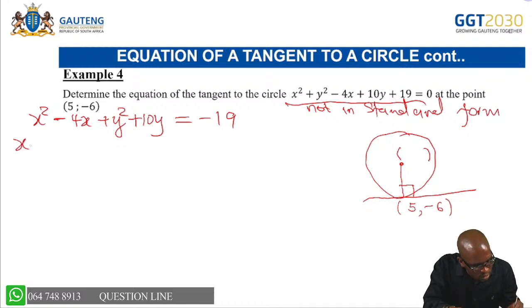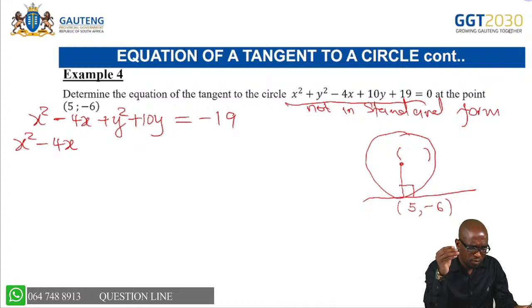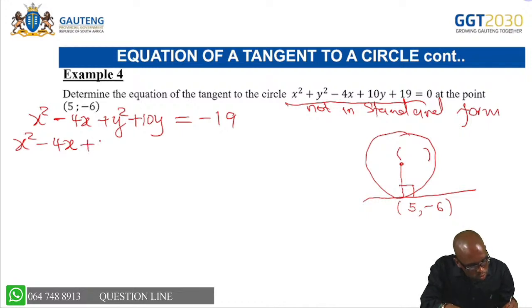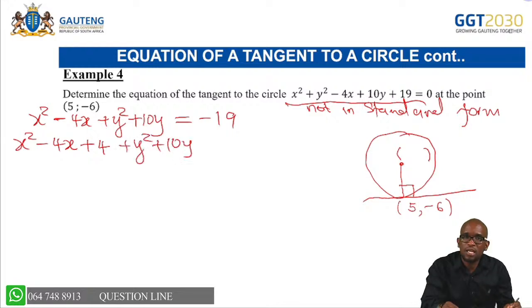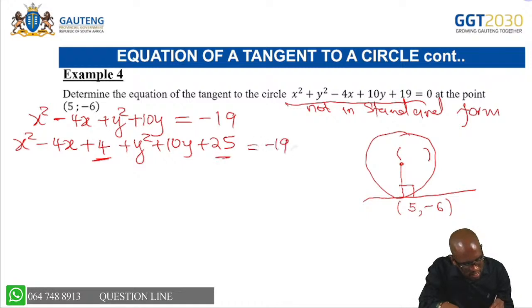Now, in completing the square here, we get -4x. We take the value of b, in this case -4, divided by 2. That would give us -2, and then we square it, we get 4. Plus y squared plus 10y. In this case, the value of b is 10. We take 10 divided by 2, which is 5. If we square 5, then we get 25. Now, if we check, I've added 4 and 25 on the left. I'll do the same on the right: -19 plus 4 plus 25.